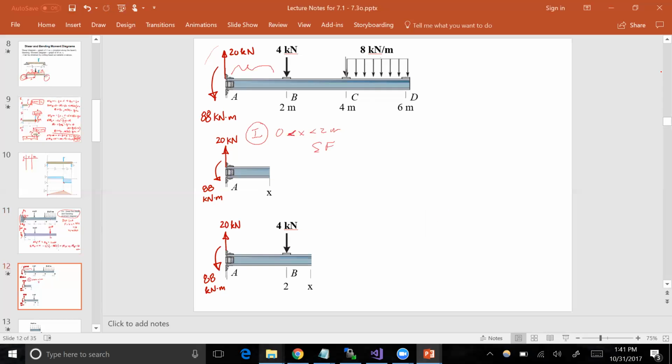So then we do the sum of the Fy's, and that equals, well, you've got a 20 kilonewton force there. Oops, we've got to label our shear force going down and our bending moment going counterclockwise, right? So it's 20 kilonewtons minus V. So then V, which is a function of x, is just going to be 20 kilonewtons throughout that whole region from 0 to 2 meters.